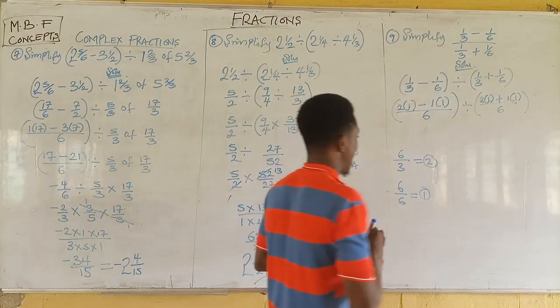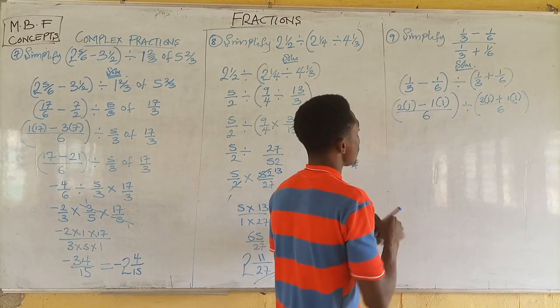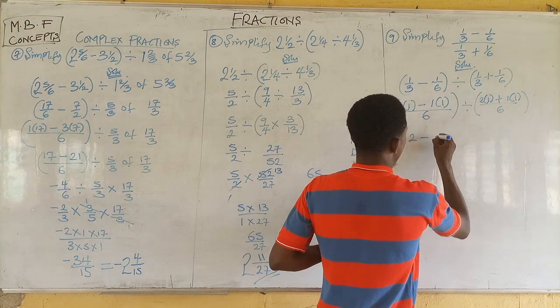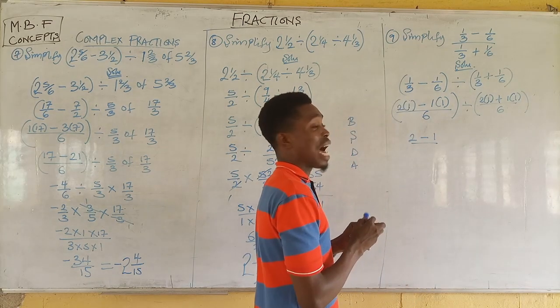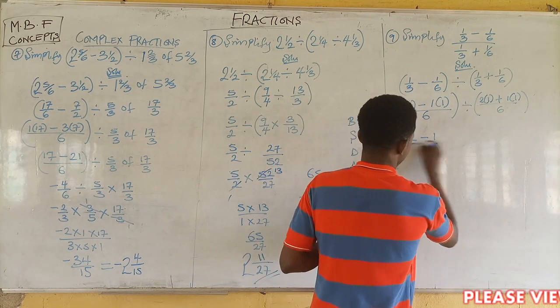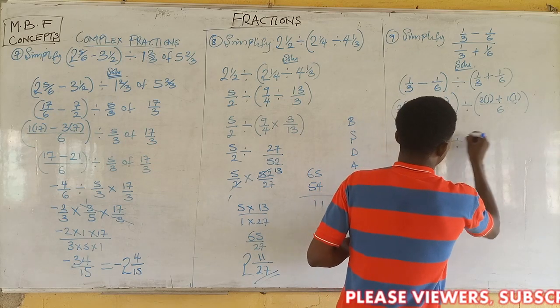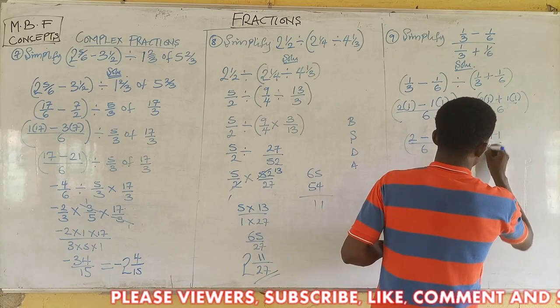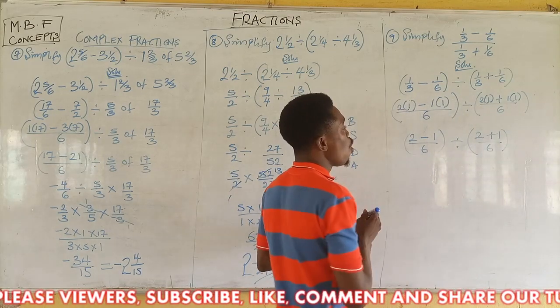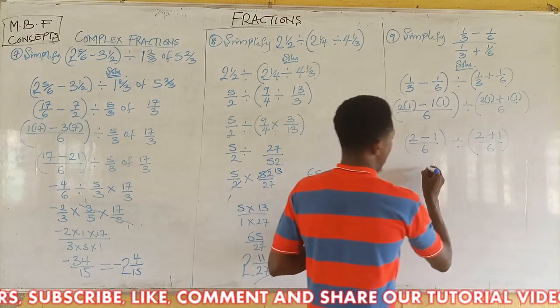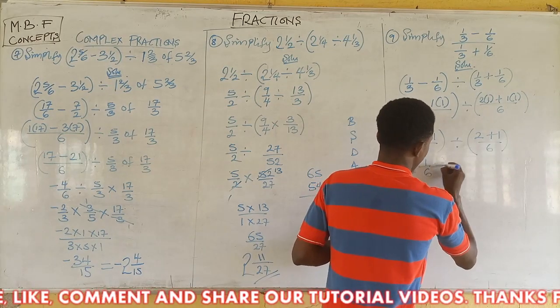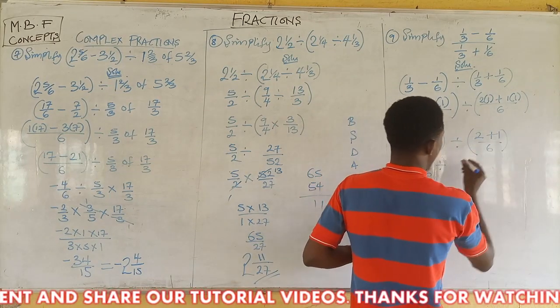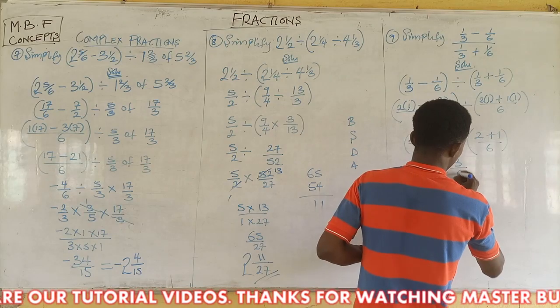Now what do we do here, guys? The next thing is we are going to have 2 times 1, which is 2, and 1 times 1, which is 1, all over 6. Then divided by open bracket, 2 times 1 is 2, and 1 times 1 is 1, over 6. Now 2 minus 1, we are going to have 1 over 6, divided by 2 plus 1, we are going to have 3 all over 6.